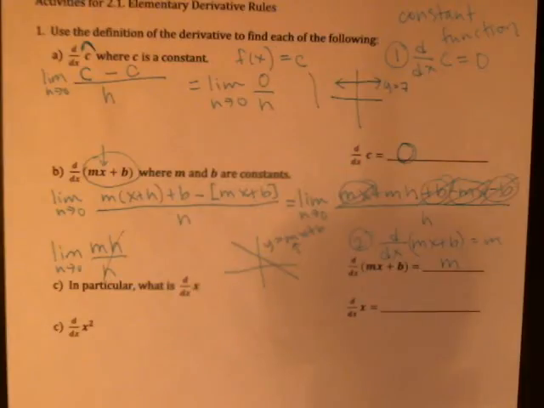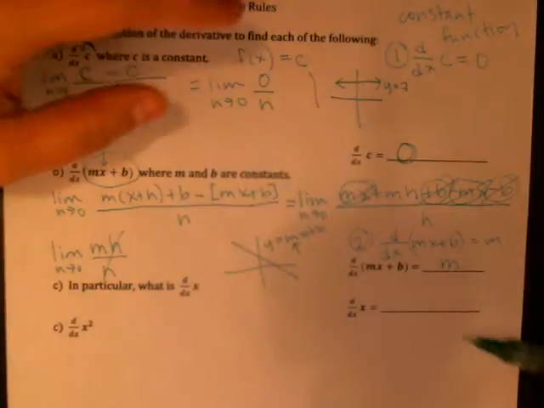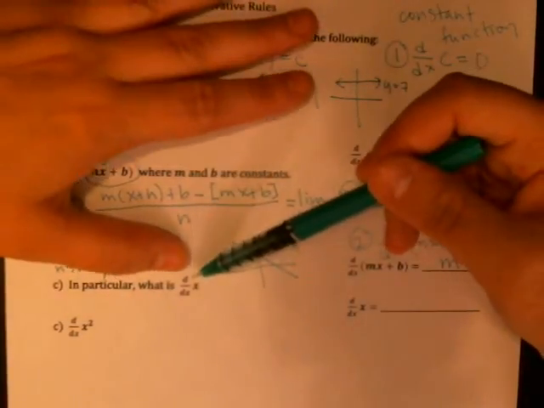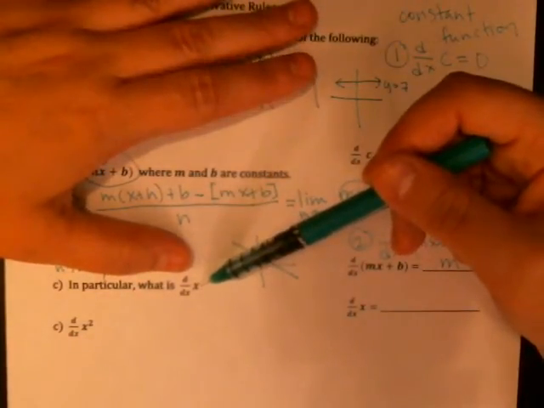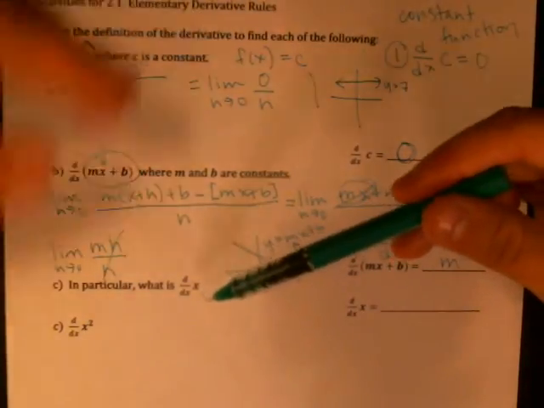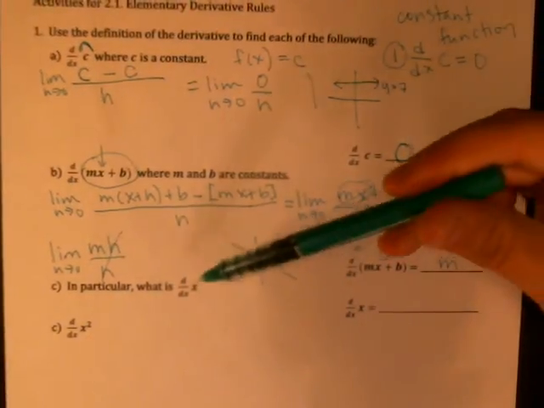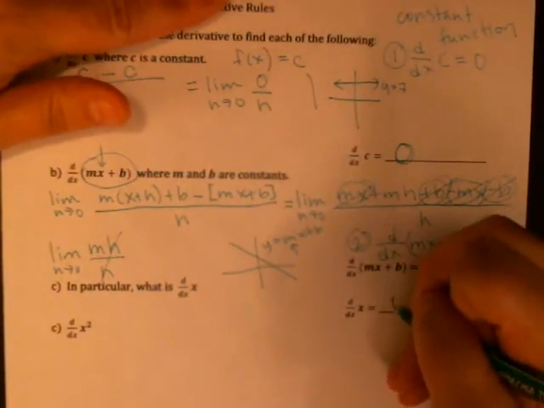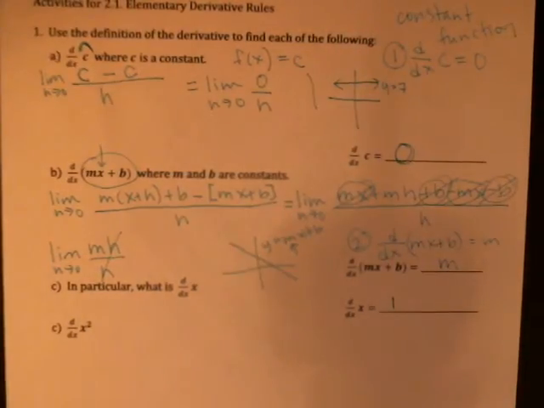Okay, and now I want to change gears just a little bit. The rest of this is to work our way towards a pattern for power functions. So now that we have the linear function rule, we want to figure out the derivative of plain old x. So this is really just a special case. This is a linear function, y equals x, so the slope is 1, which means the derivative will be 1.